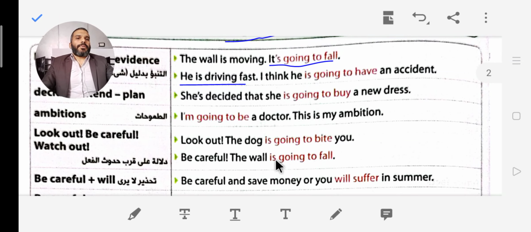Also, we use be going to express that something is about to happen. An action is about to happen, with look out, be careful, watch out. For example, look out, the dog is going to bite you. Here in this example, something is about to happen. Be careful, the wall is going to fall. Something is about to happen.